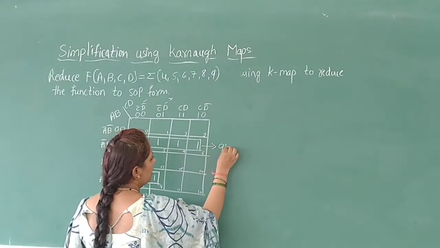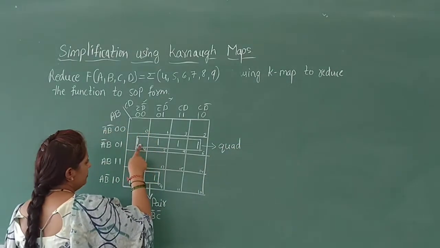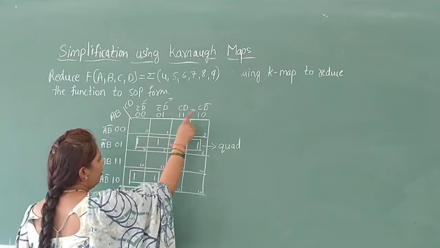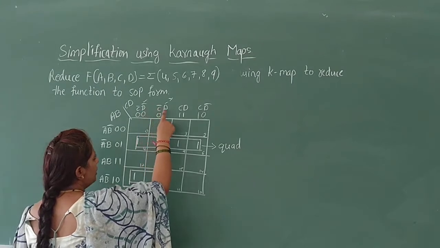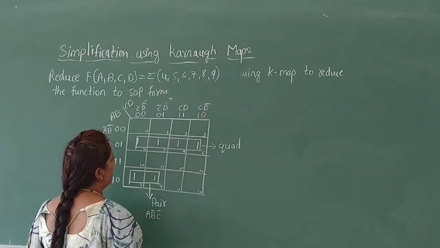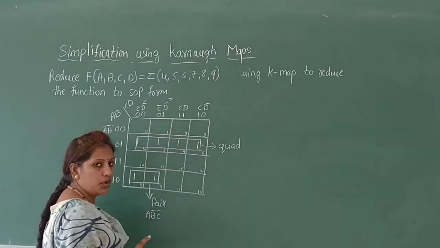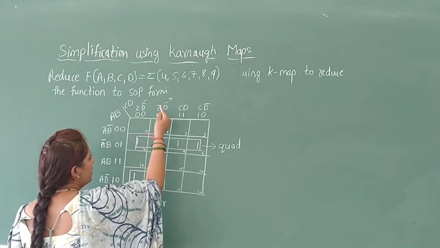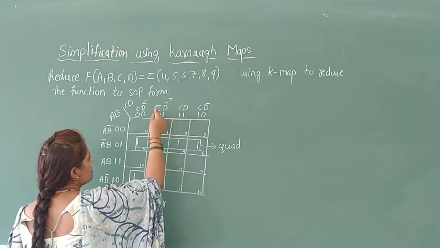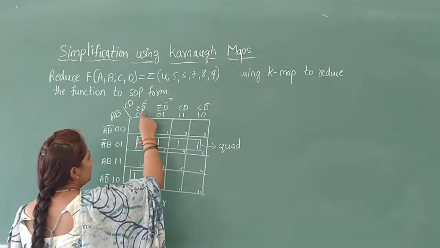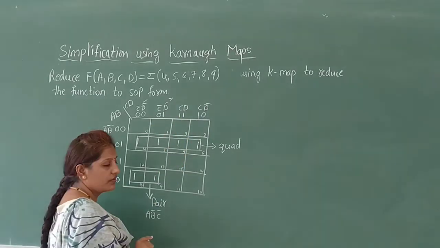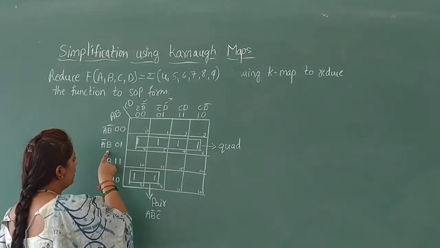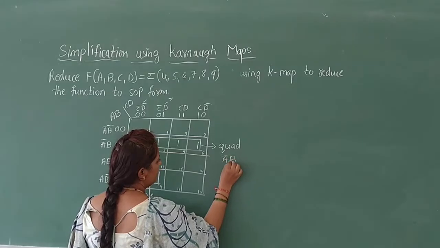And for the quad, these values are located in a single row A bar B, but located in 4 columns C bar D bar, C bar D, C D, C D bar. All these column values are removed because each variable changes from complemented to uncomplemented: C bar C, C bar C, D bar D, D bar D. Therefore, all these column values are removed, and only the row value A bar B is taken.